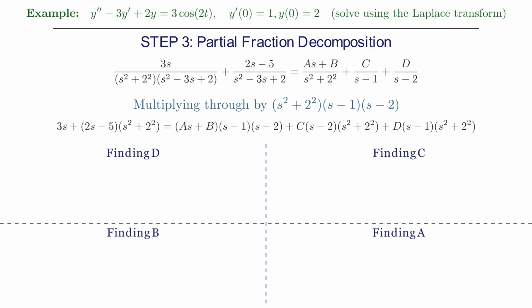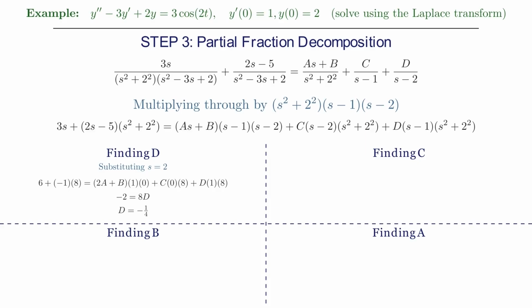So what I'm going to do is choose s is equal to 2 and substitute that into this whole equation. And this will give me 6 plus minus 1 times 8 is equal to (2a plus b) times 1 times 0 plus c times 0 times 8 plus d times 1 times 8. So all the terms which are multiplied by 0 are eliminated, and this simplifies down to minus 2 is equal to 8d. Dividing by the 8, we get that d is equal to minus 1/4.